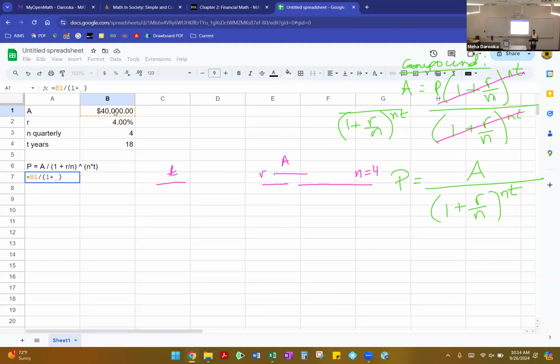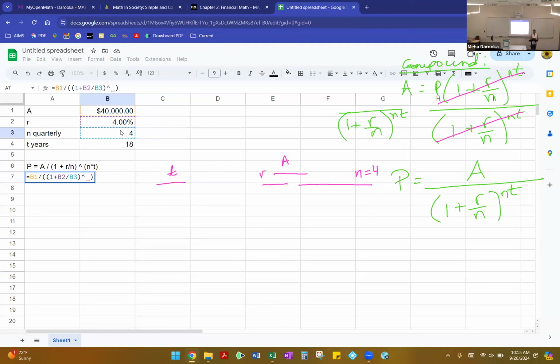So we have 1 plus R divided by N, and you can see I'm again just clicking on the cells. And since 1 plus R divided by N also needs to be one single quantity, since the exponent is raised to that grouping, you will see I'm now introducing a second set of parentheses just to close 1 plus R divided by N, but between the two closing parentheses is where I'm going to put my exponent.